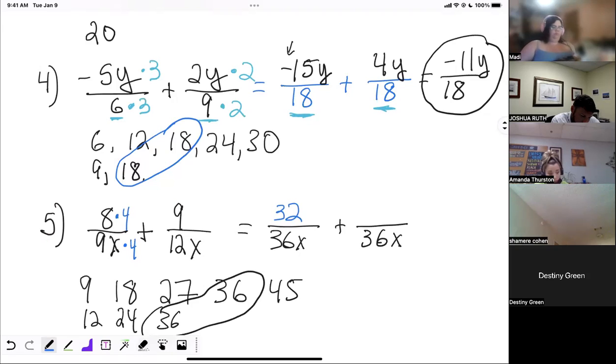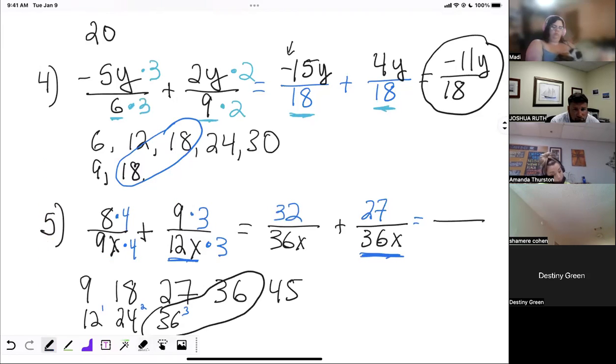Same thing with the next fraction. This is what I need. This is what I have. I have my x, but I don't have 36. I have 12. So what do I multiply 12 by to get 36? I can actually see it here: 12 times 1, 12 times 2, 12 times 3. So 3. Now I have common denominators. I fixed them. Now I can add them.